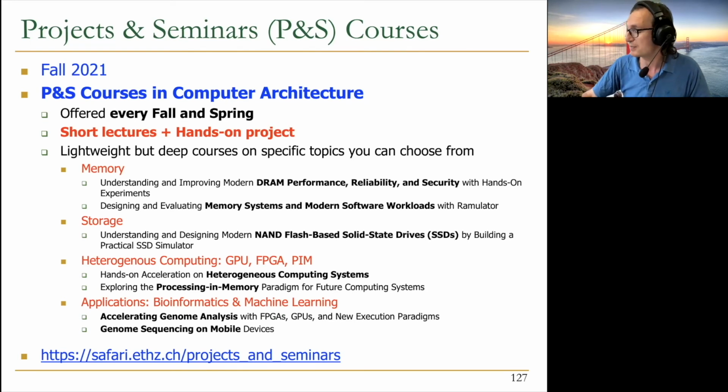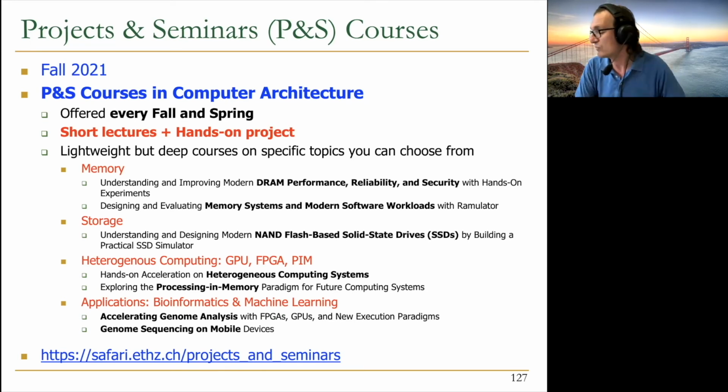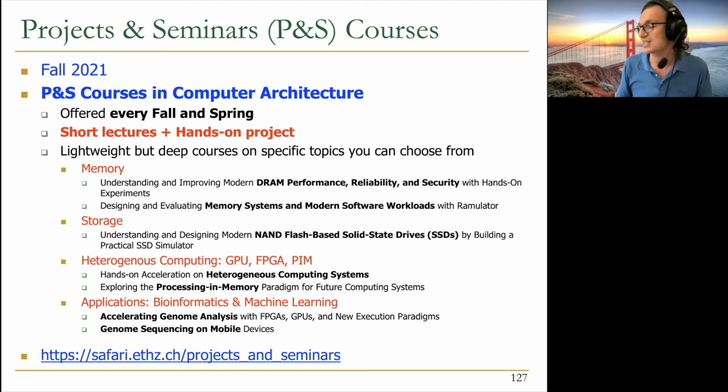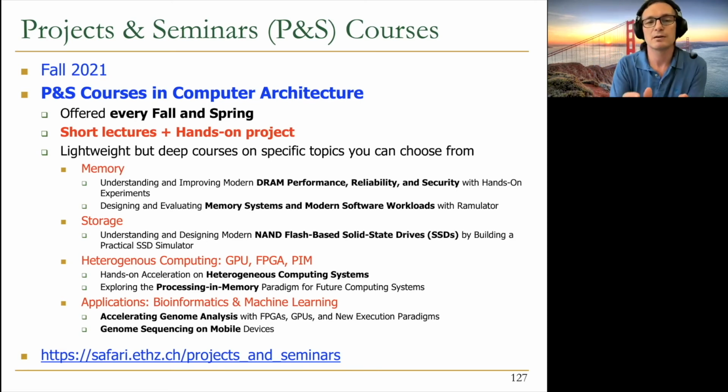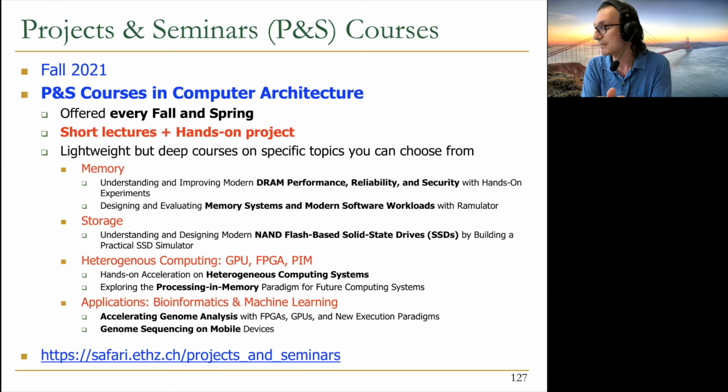It's a requirement for ETH students. Meaning, if you're an ETH bachelor student, you're required to take some number of PNS courses. That's for sure. If you're a computer science student, you're required to take a seminar course. I don't know if PNS courses satisfy the seminar requirement. That's good to check from your perspective.